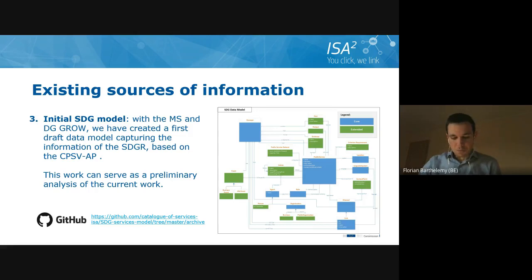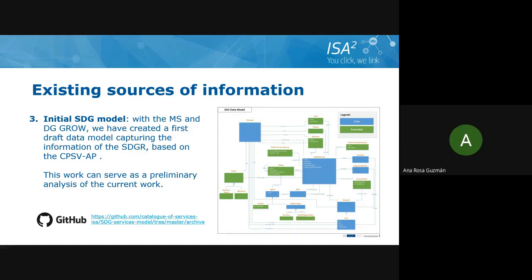But normally, the information we would like to capture is at a high level, and then it's up to the member state to decide to which level of granularity we can go. But I don't know if you want to explain further your question.